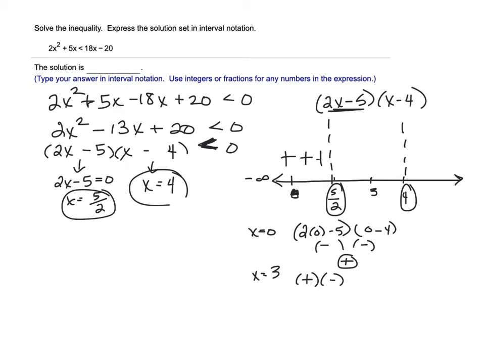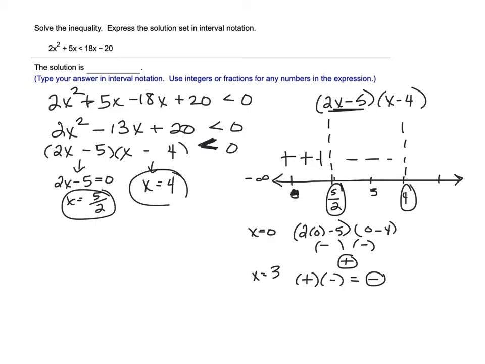Negative. So for this one, we have positive times a negative, and we know that that equals a negative. Remember, anytime you're multiplying or dividing, an odd number of negatives gives you a negative. An even number of negatives gives you a positive. Okay, so this whole interval is negative, and then let's do the last one.